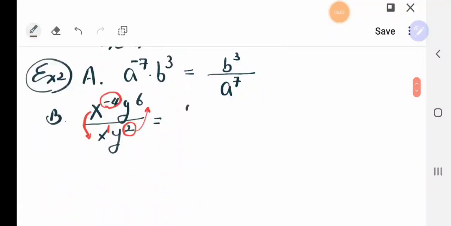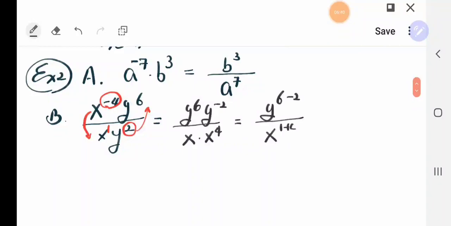So the numerator will be y to the 6th power. Move y squared to the numerator, then the exponent becomes negative 2. Okay, let me rewrite it. So y to the negative 2nd power, because we moved y squared to the numerator. And then the denominator is x, and then move the numerator x to the negative 4th to the denominator. That will be positive 4th power. So finally, y to the 6 minus 2 over x to the 1 plus 4.